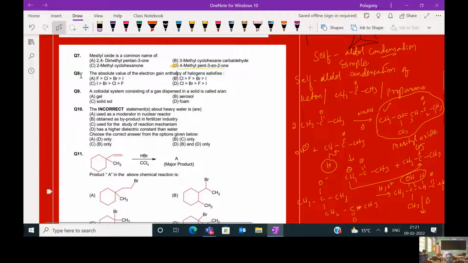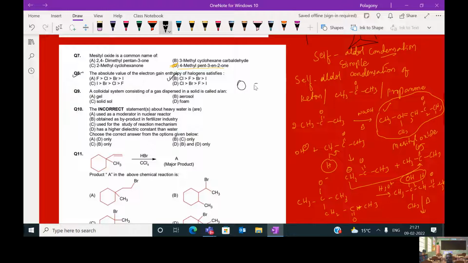Now let us move to question number 8. The absolute value of electron gain enthalpy of halogens satisfies: you can see fluorine greater than chlorine, bromine, iodine; chlorine greater than fluorine, bromine. Here the answer is option B, because the size of the chlorine atom is bigger than fluorine. Fluorine is a small atom.